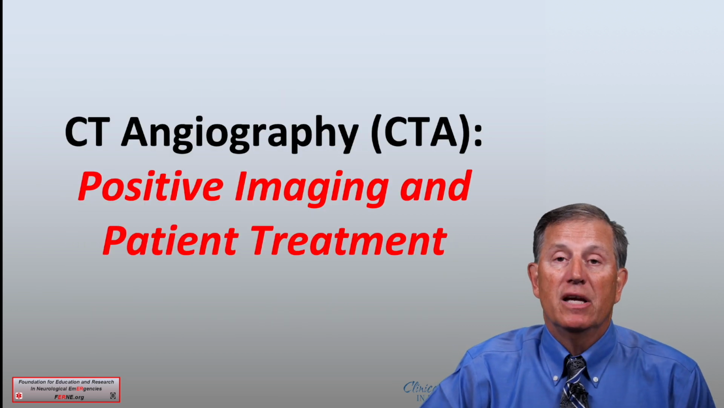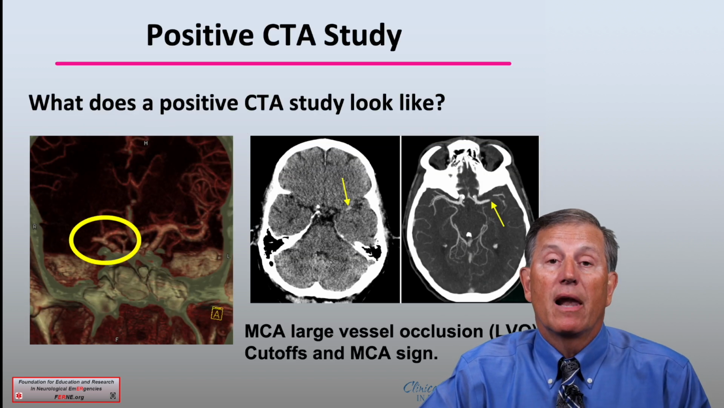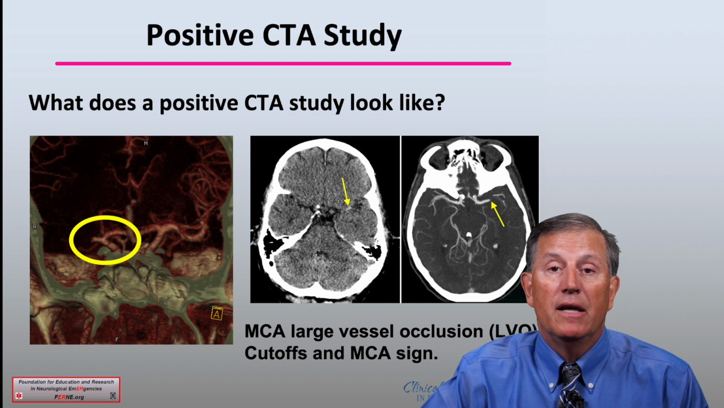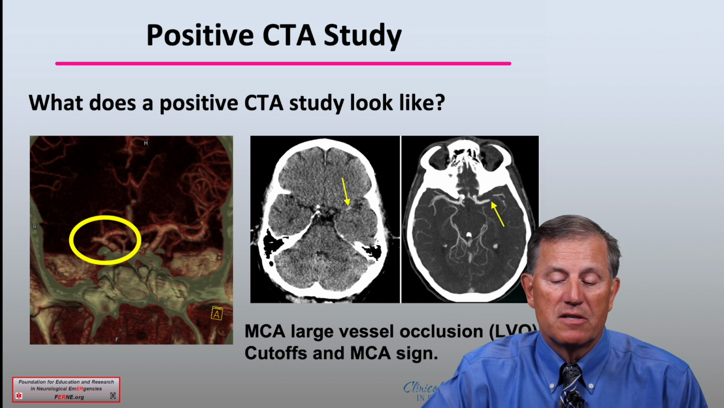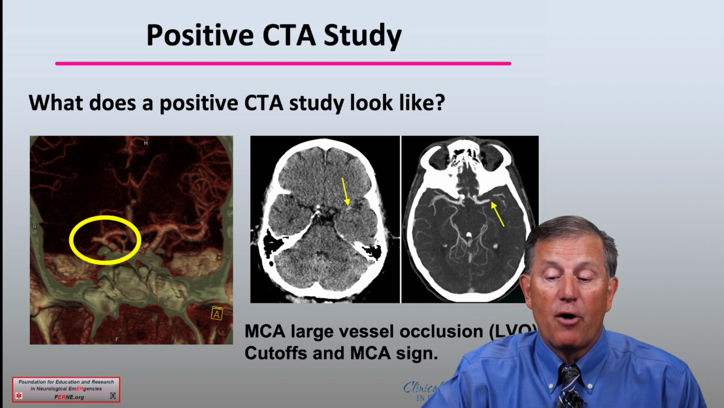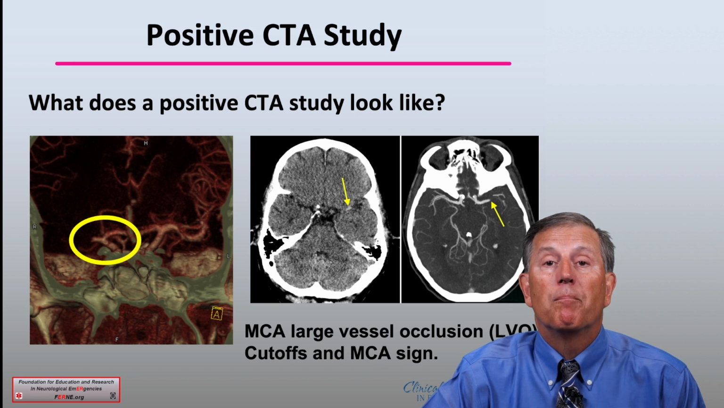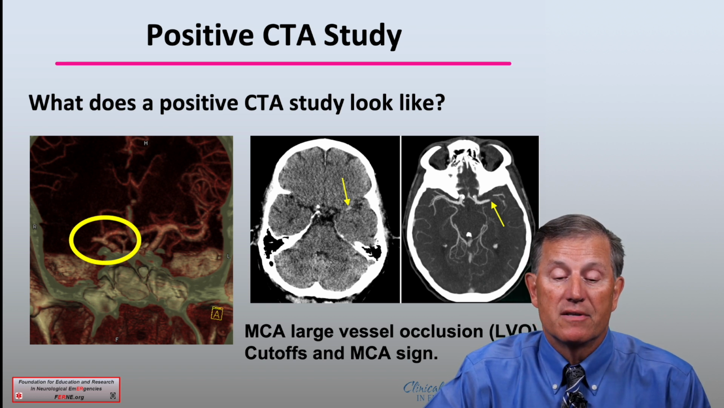What about positive imaging and patient treatments in patients with CT angiograms? You see here on the left, you see a cutoff in the middle cerebral artery in the yellow circle related to a thrombus or embolus that is present. So this MCA large vessel occlusion in fact shows you, on the right in the area with the yellow arrows, the presence of the clot within the MCA itself, called the MCA sign. This is apparent on non-contrast CT and does not require a CT angiogram to observe this.